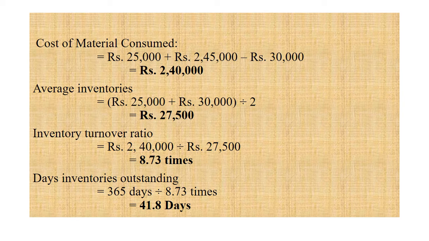Now we are supposed to also calculate inventory turnover ratio in days, right? That is days inventories outstanding. So the total number of days in a year, 365 days, divided by inventory turnover ratio in times, 8.73 times, you get 41.8 days.